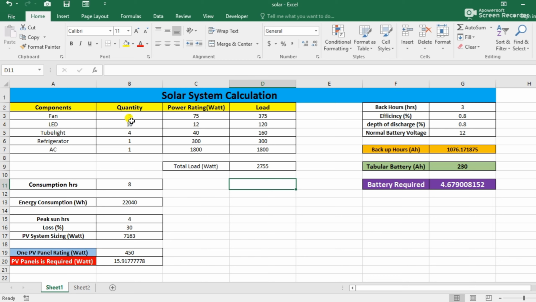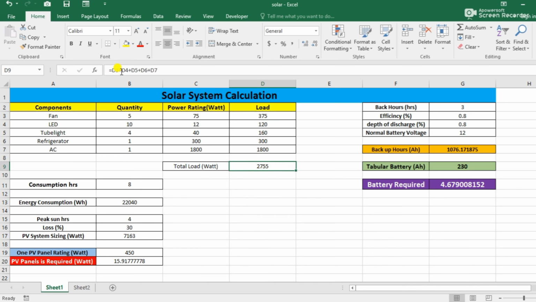Quantity means how many fans, how many LEDs or tube lights: 4, refrigerator is 1, AC is 1. These are the rates of the components, the power rate. And last we can calculate the load. How to calculate the load? We can multiply 5 by 75, we get 375. And last we can add the total load. So the total load is 2755.